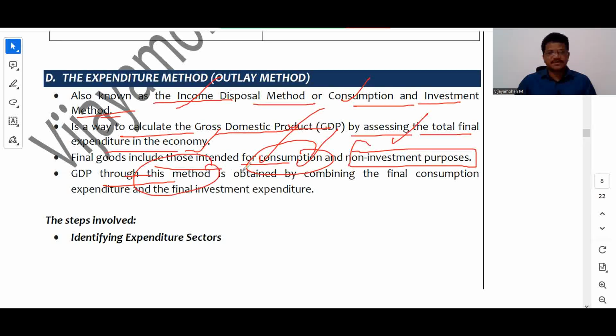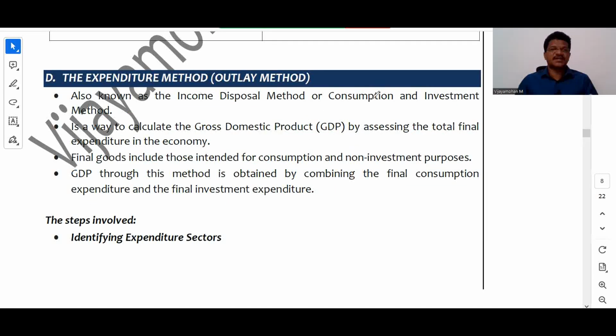GDP through this method is obtained by combining the final consumption expenditure and final investment expenditure. So consumption expenditure ఉంటుంది and investment expenditure ఉంటుంది. అండ్ కన్సంప్షన్ ఎక్స్పెండిచర్ ఎక్కడి నుంచి ఉంటుంది, హౌస్ హోల్డ్స్ నుంచి ఉంటుంది, గవర్నమెంట్ నుంచి ఉంటుంది. అదేవిధంగా ఇన్వెస్ట్మెంట్ ఎక్స్పెండిచర్ ఎక్కడి నుంచి ఉంటుంది, హౌస్ హోల్డ్ నుంచి ఉంటుంది, అట్ ద సేమ్ టైం గవర్నమెంట్ నుంచి ఉంటుంది, రైట్? నో వాట్ ఆర్ ద స్టెప్స్ ఇన్వాల్వ్డ్?